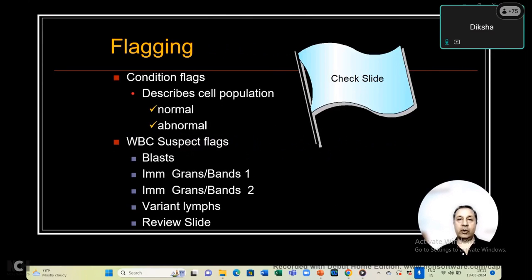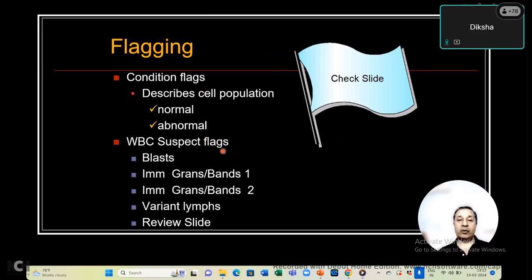So I'm sure by now we have understood that flagging basically means alerting the user of the hematology analyzer about a possible requirement of looking at the results, either from a review of a slide or because it's flagged on something important for us to look at or delve into. Now, when we talk about flagging, what are the different kinds of flagging that we can have from any of the analyzers we use? The most common one is what is called condition flagging. Condition flagging means it will describe the normality or the abnormality of the cell populations.